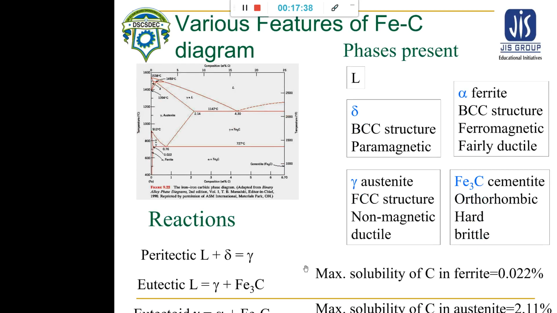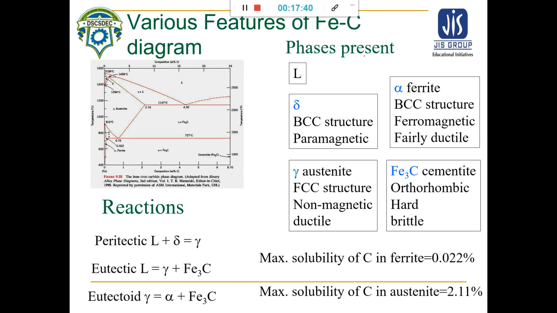Now we will see what phases are present. First, there is a liquid phase, and after the liquid phase there is the delta ferrite state. Delta ferrite has a BCC structure and it is paramagnetic. After the delta ferrite there is gamma austenite. Gamma austenite has an FCC structure, is non-magnetic, and is ductile in nature. So here it is the gamma austenite phase.